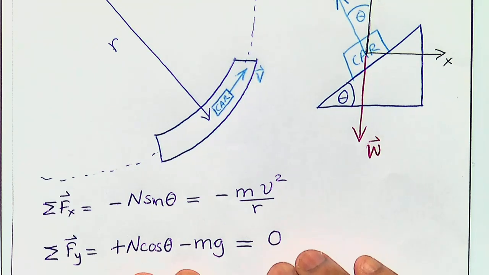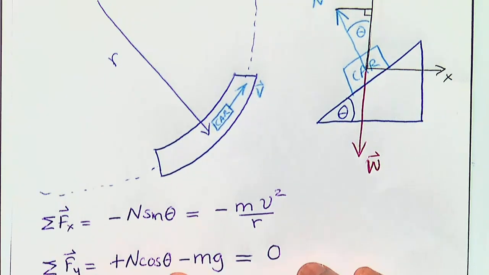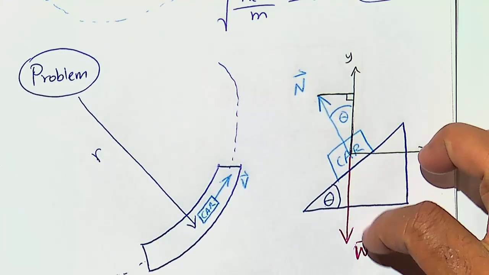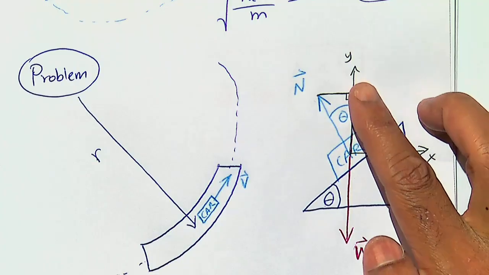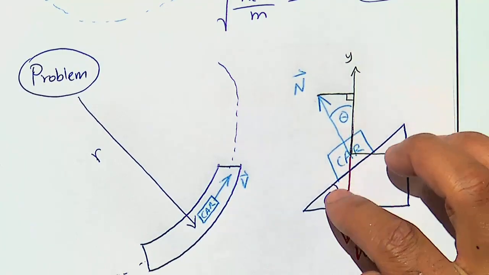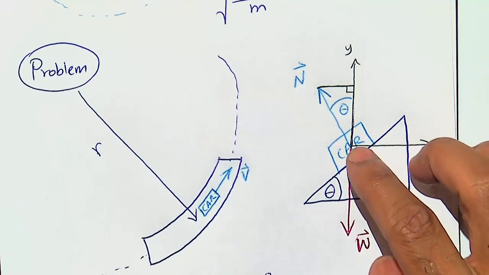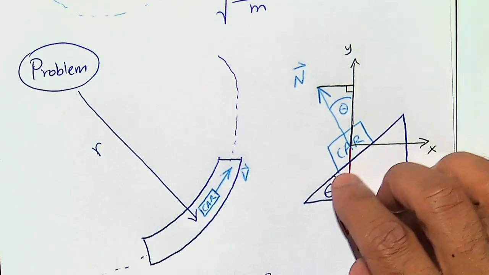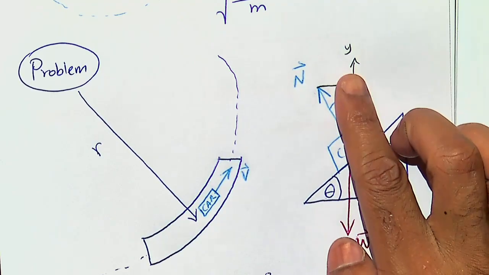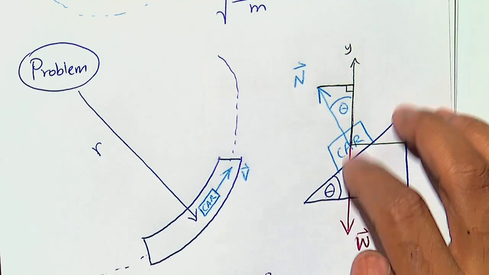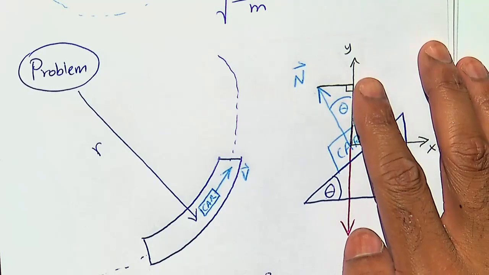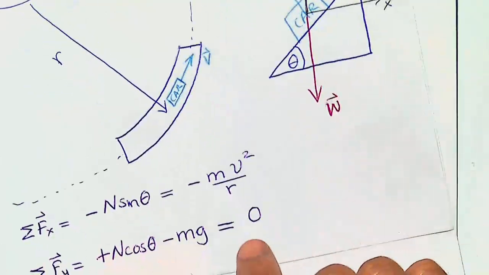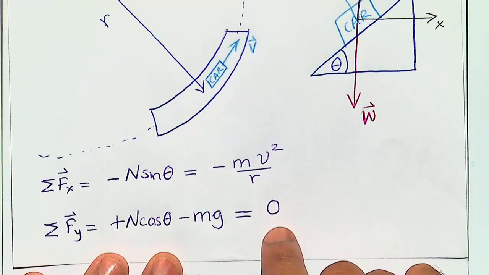Well, the y may be the easier one to deal with, because in the y direction you can say, I don't expect to see an acceleration in this direction. As the car goes around the ramp, I expect the car to be in contact with the road. It's not levitating, it's not burrowing into the ramp, it's not accelerating in this direction. So F equals ma, ma is 0.